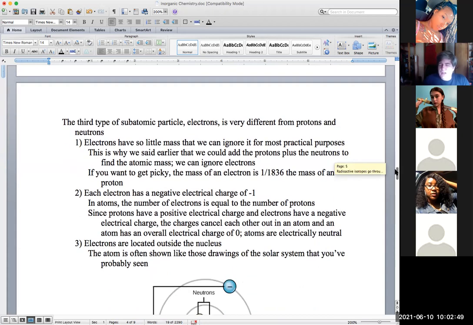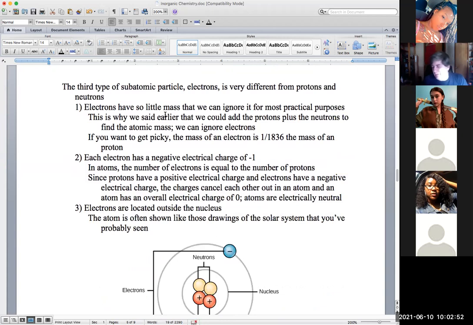Now let's look at our third type of particle. We spent a lot of time looking at neutrons, but remember we said we have three types of particles: protons and neutrons and electrons. And electrons are kind of the odd man out. They're very different from protons and neutrons. Electrons are so light, they have so little mass that we can ignore it. In fact, the only time we really have to worry about the mass of electrons is if we're talking about nuclear reactions, because nuclear reactions can make a lot of energy from a little bit of mass.